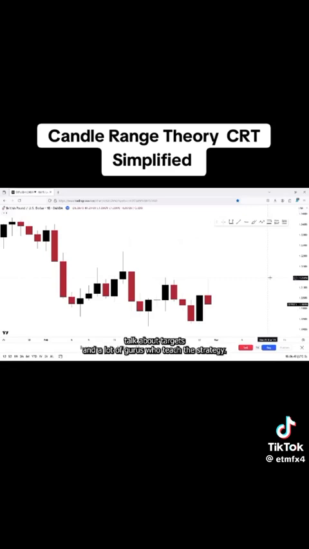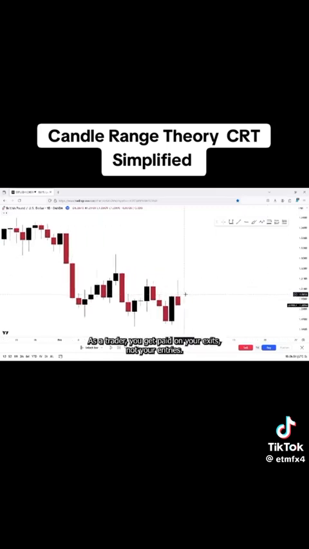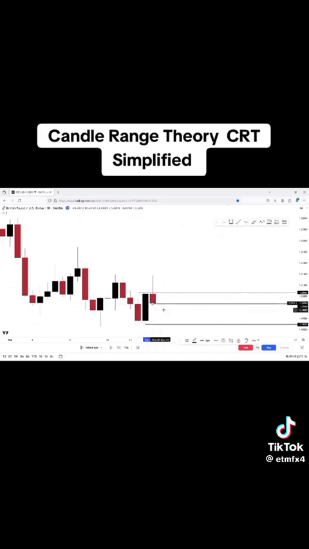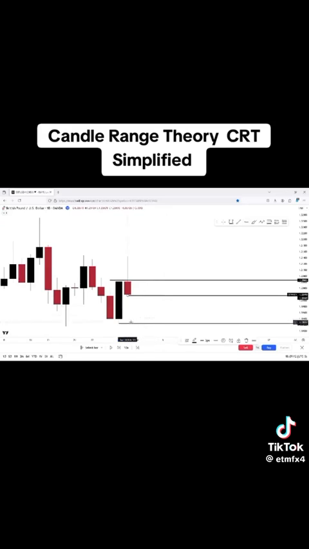So let's talk about targets. And a lot of gurus who teach this strategy always leave this out. And what you need to understand as a trader, you get paid on your exits, not your entries. So here you have your CRT, and here you have your trigger point. So again, your target is the bottom of the range to close out the range.